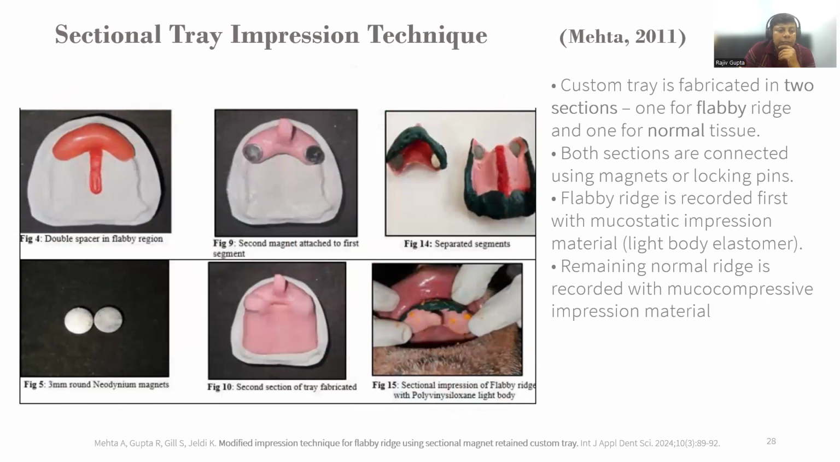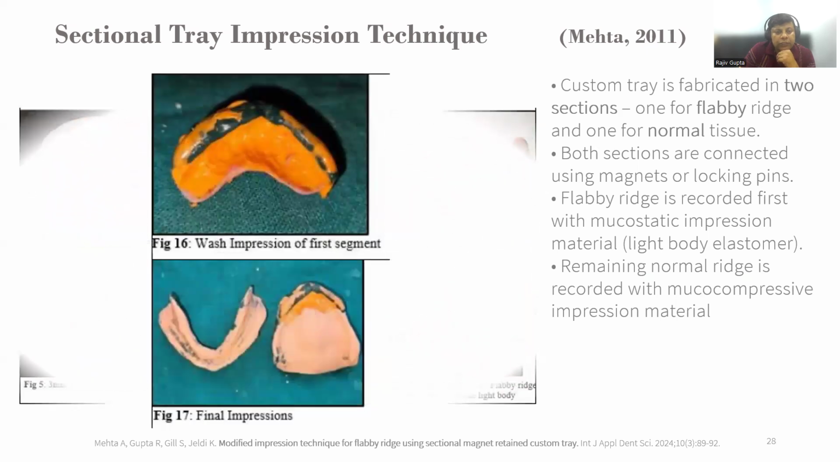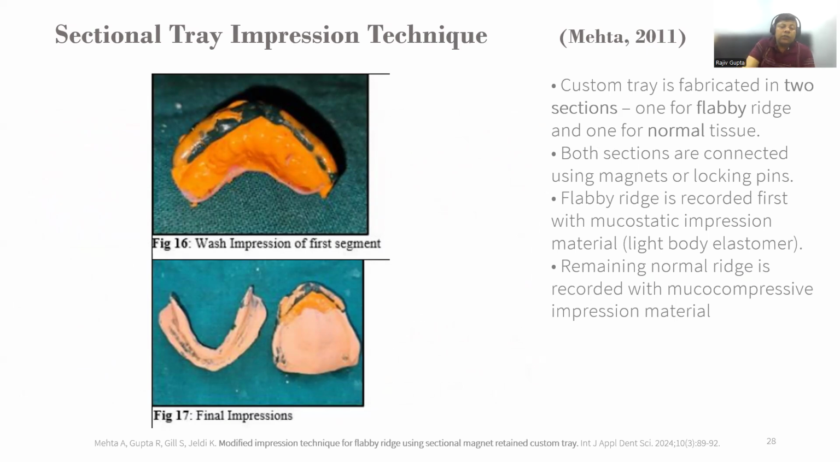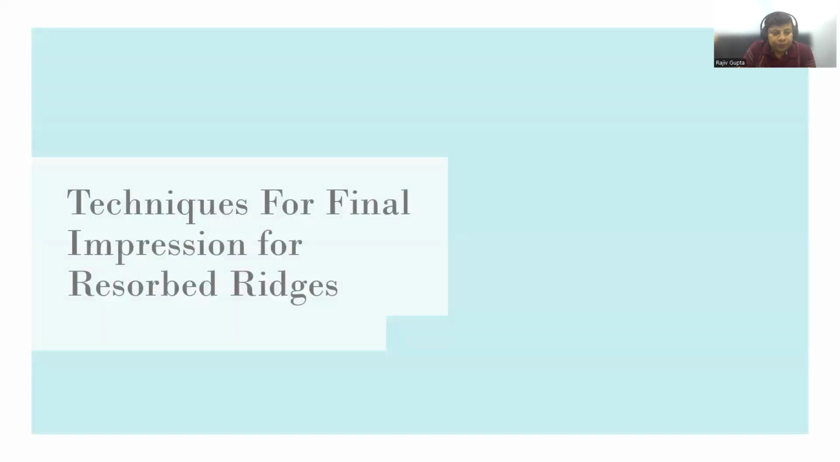So this is how the special tray has been fabricated in two parts, anterior part and the posterior part. Separate border molding is done, and later it has been joined with the help of the magnets. So this is how the final impression will come out. The portion which is healthy has been recorded with the conventional ZOE, and the portion which is flabby has been recorded with the polyvinyl siloxane light body material.